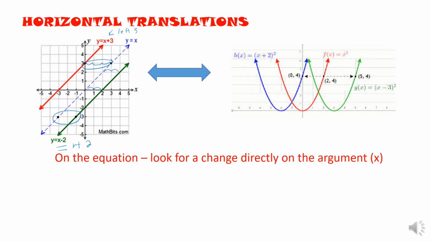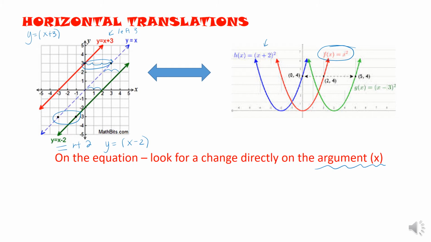And if I was going to write this the way I should for a horizontal translation, it should be y equals parentheses x plus 3. That would definitely tell you it's horizontal. And this one should be y equals parentheses x minus 2. Okay? It's a little easier to see what they're talking about when they talk about the argument. So the argument is your x, or your variable, when you see a quadratic. So the main equation for a quadratic is just f of x equals x squared.